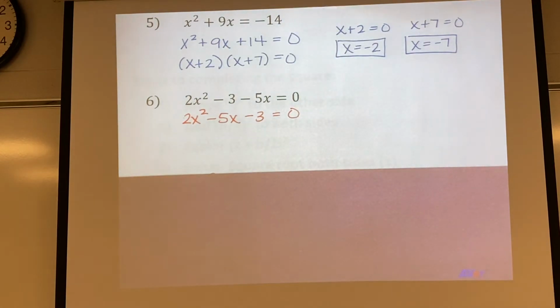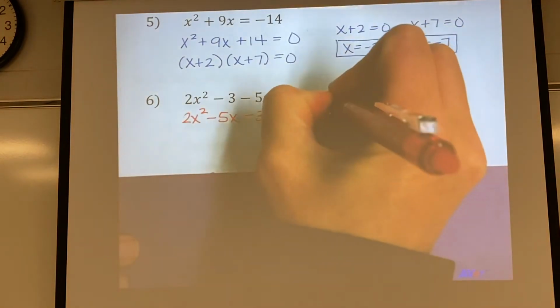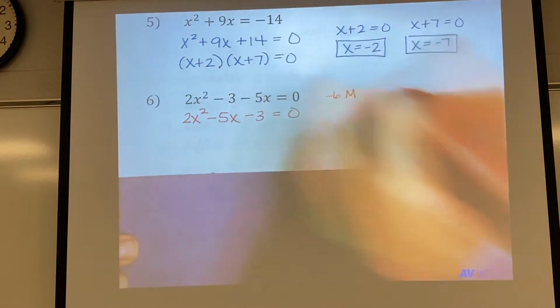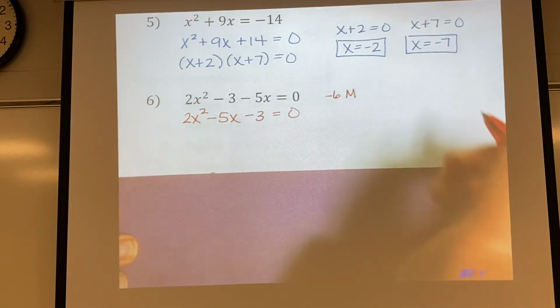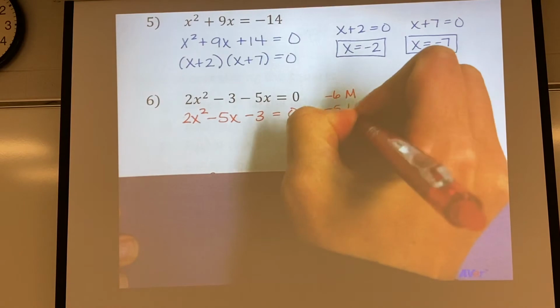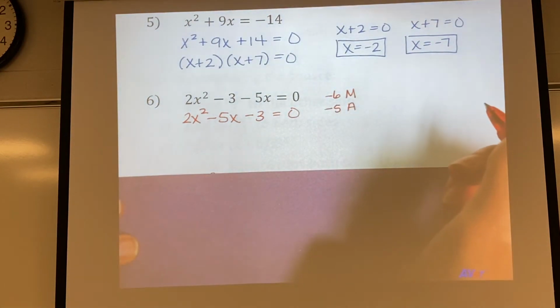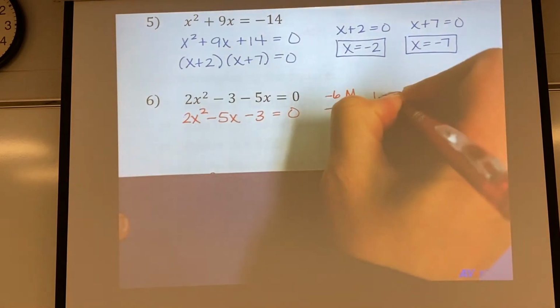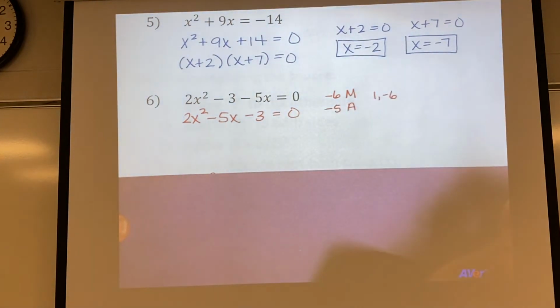Now we're going to have to split the middle on this one because our leading coefficient is something other than 1. So we start by taking 2 times negative 3. That gives us negative 6. We want something that multiplies to get negative 6, but adds to get negative 5. So if you go through the factors of negative 6, start with like 1 and negative 6. Well, that's already there. 1 and negative 6 gives you negative 5.